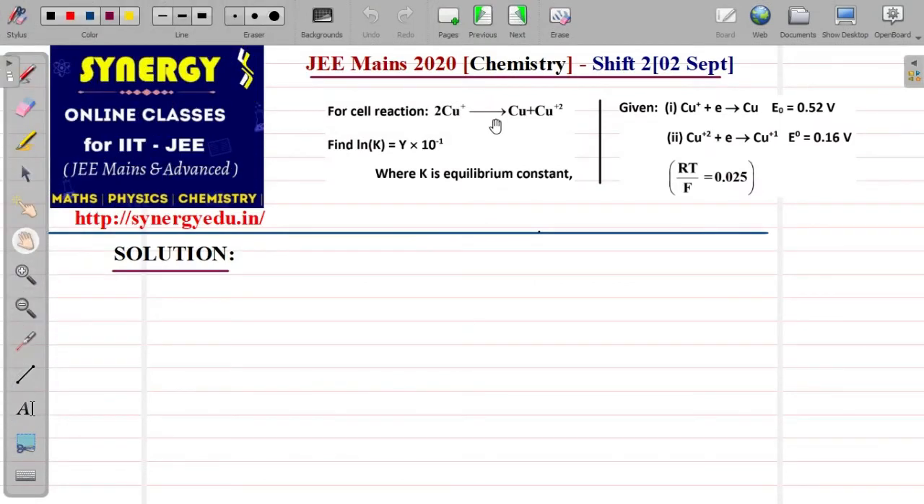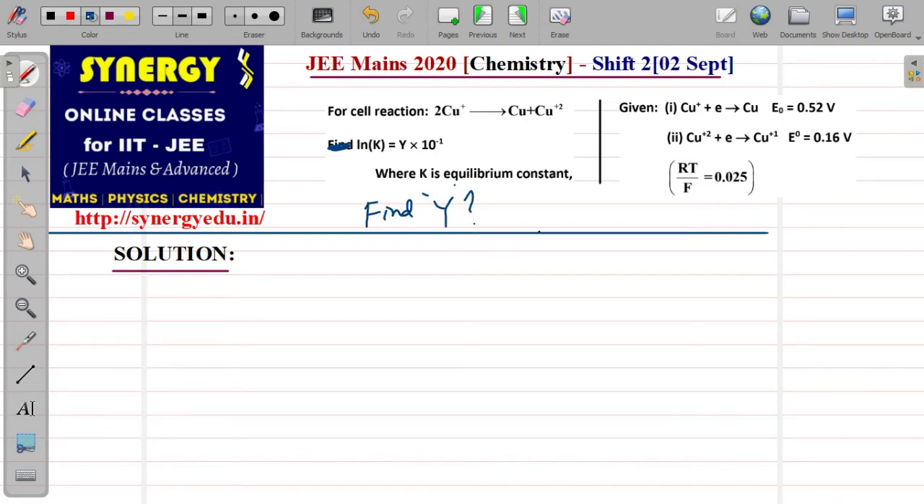In this question, 2 Cu plus gives Cu plus and Cu plus 2 is given, and ln k is given, and they are asking what is the equilibrium. Find ln k, find the y value. It is not mentioned properly. Actually, we have to find the y value, and ln k is given as y into 10 power minus 1. So how to find y?